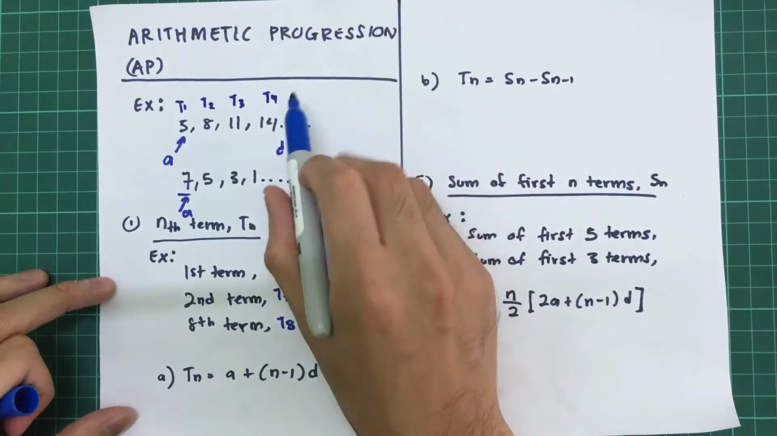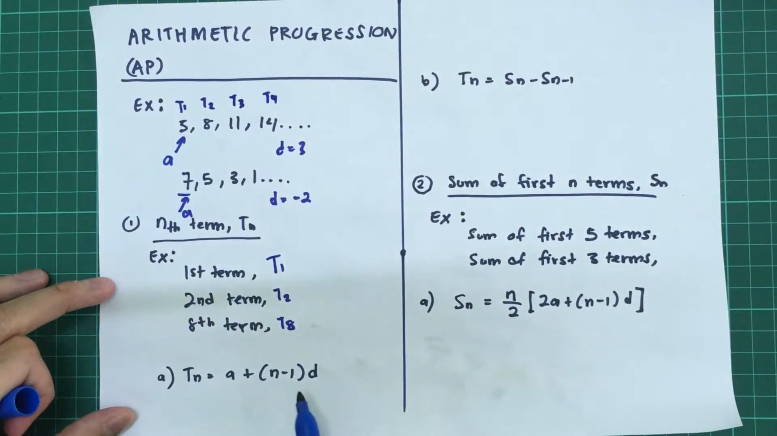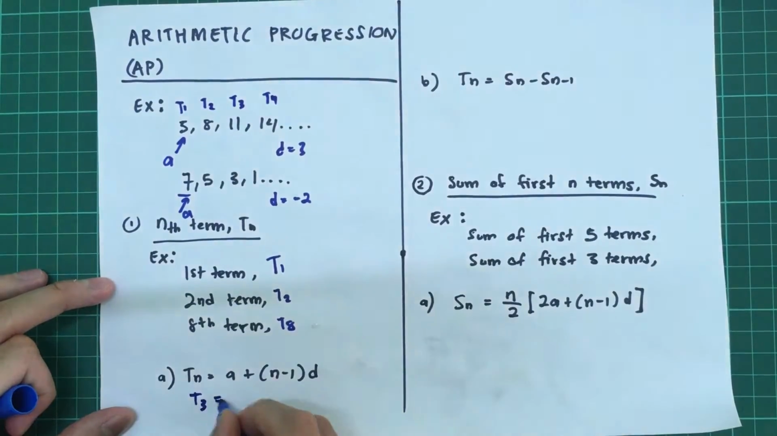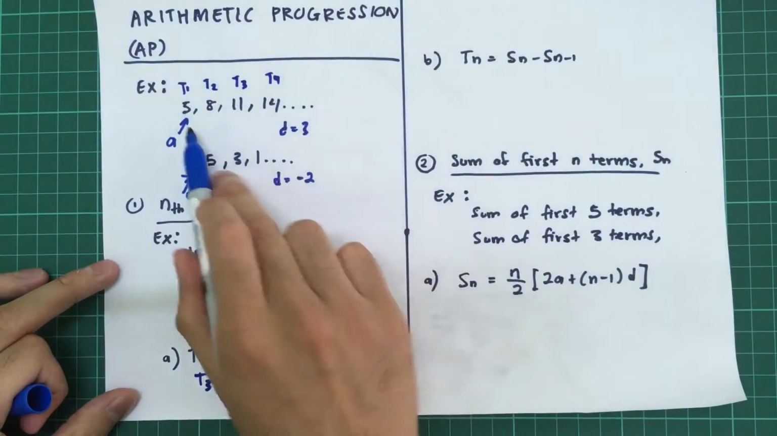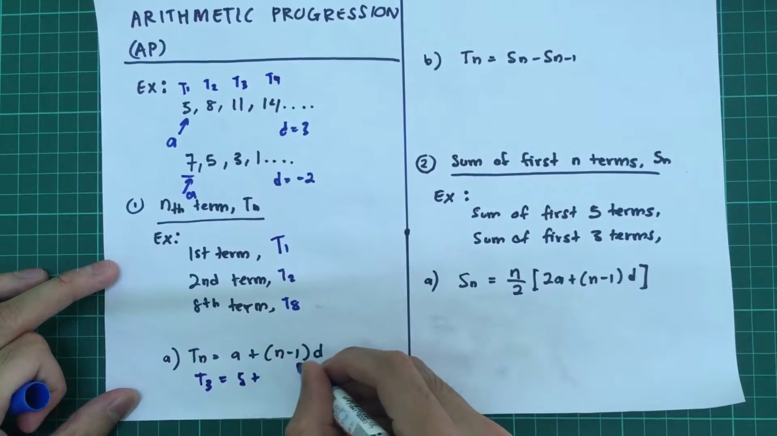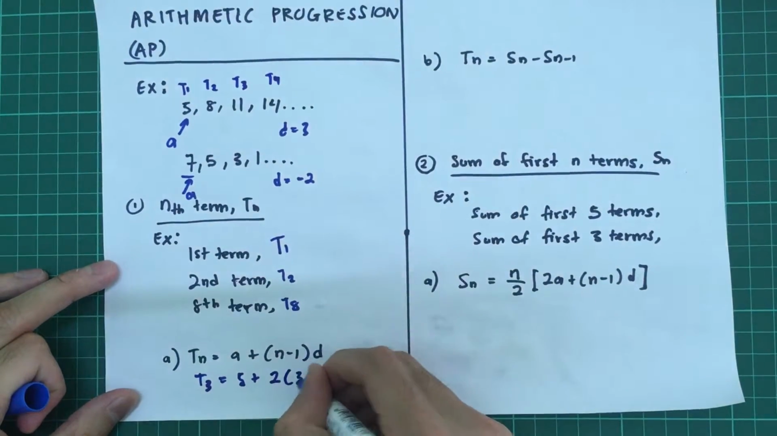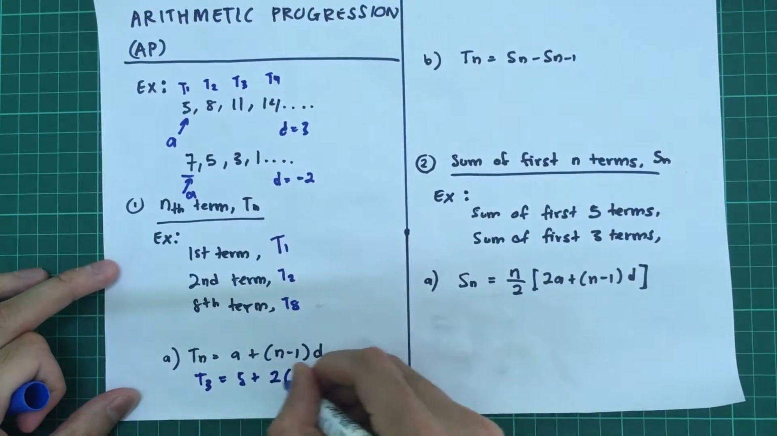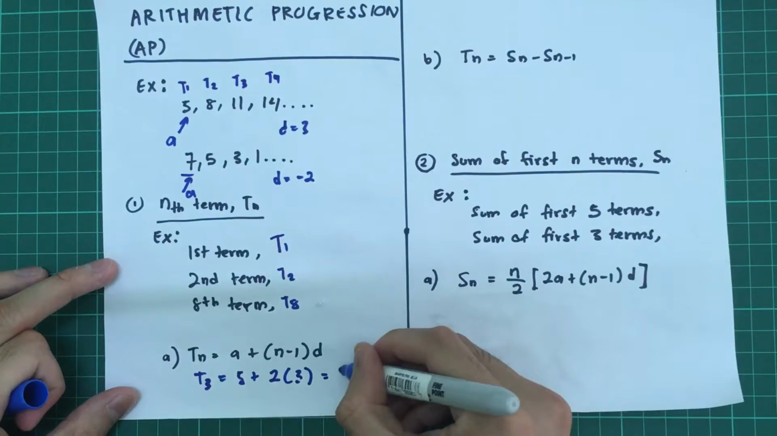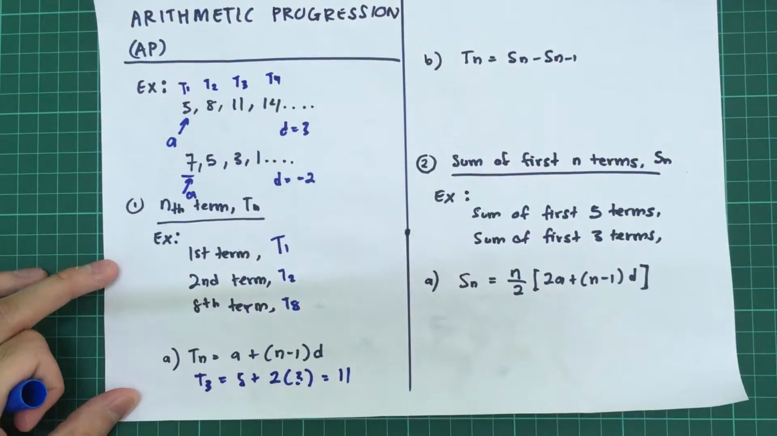Let's apply this, let's say get our T3 equals to 11 by using this formula, right? So T3, we know that our a in the series is 5, so 5 plus the n is 3, 3 minus 1 is 2 times d, our common difference is 3. So 5 plus 2 times 3 is 6, 6 plus 5 is equals to 11. So T3, the third term, equals to 11. So it is proven that T3 equals to 11 in the series.